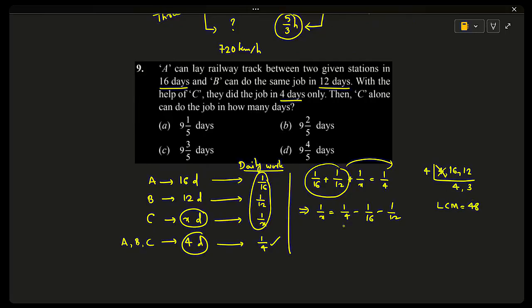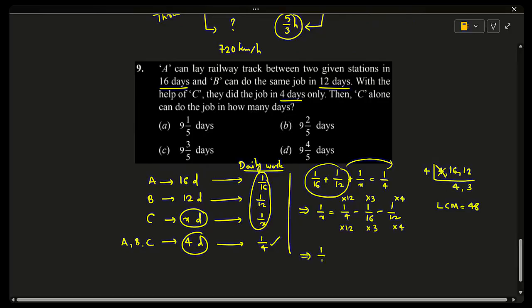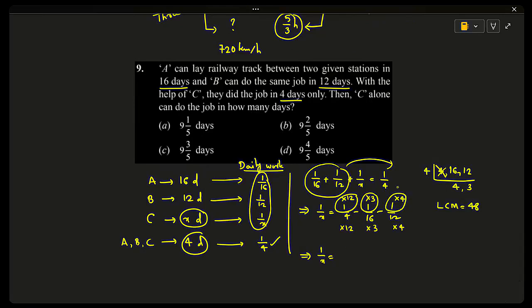So how can I make this 4 as 48? 4 into 12, so multiply numerator and denominator by 12. 16 multiply by 3 in numerator and denominator, and 12 you multiply by 4. So we got 1 by X is equal to 12 by 48, 3 by 48 and 4 by 48. So 12 minus 3 is 9, 9 minus 4 is 5. So we got 5 by 48.